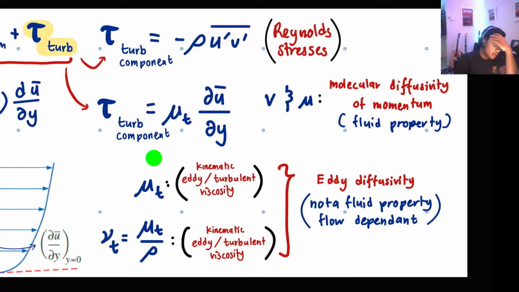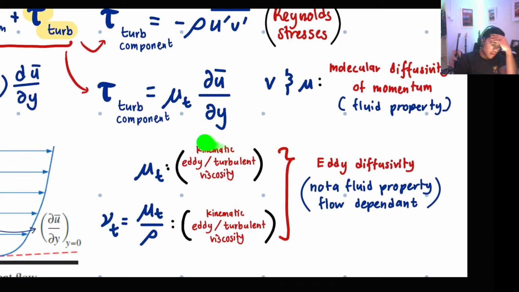The turbulent component can also be represented by mu t du over dy. So what is mu t? Mu t is the kinematic viscosity for the eddy current or the turbulent current. Mu, the usual one, is what we call the molecular diffusivity of momentum. It's a fluid property.